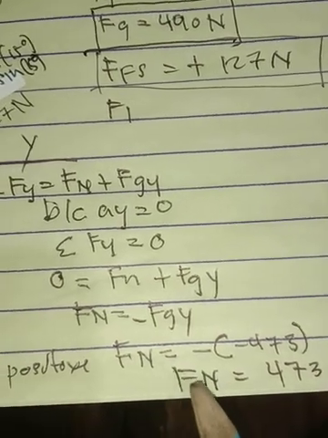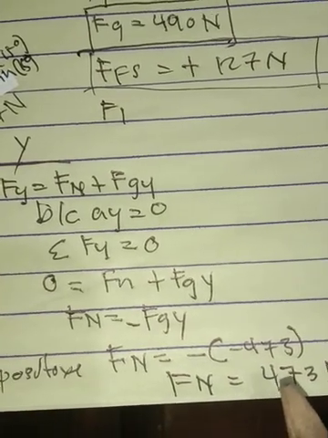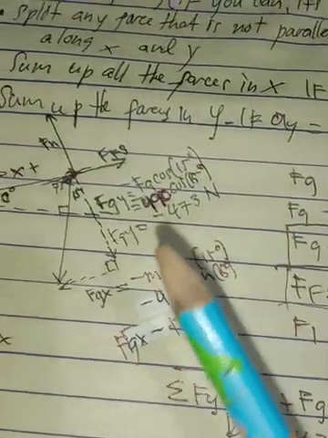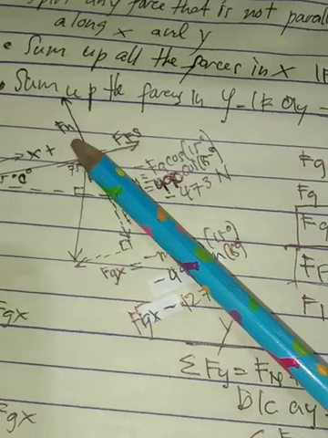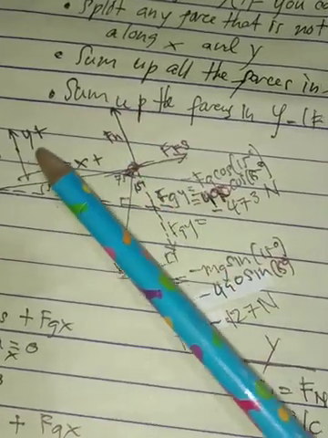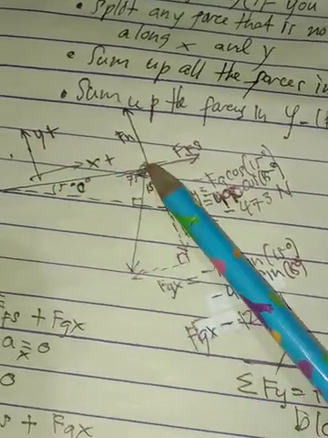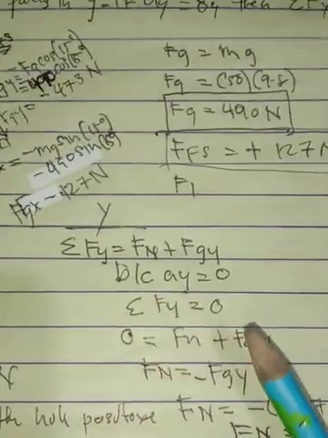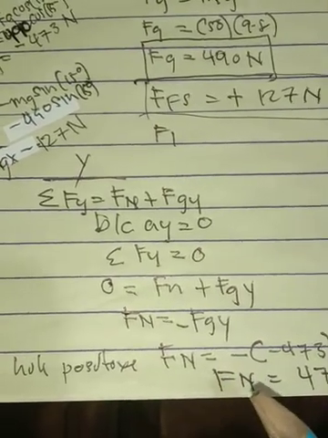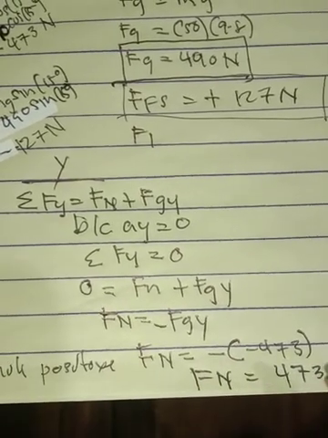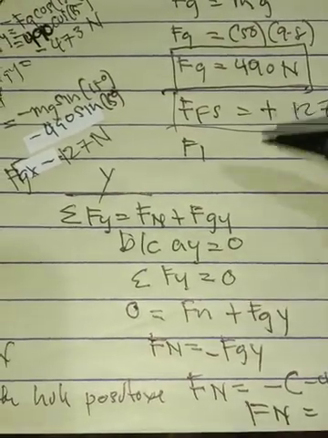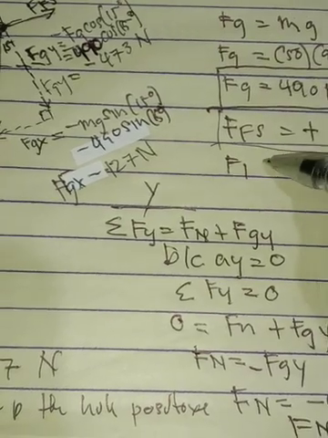Our force normal equals positive 473 Newton. Why? Because our Fn is going up, and the y axis is positive there. So the value of our normal force is 473 Newton. We write here 473.